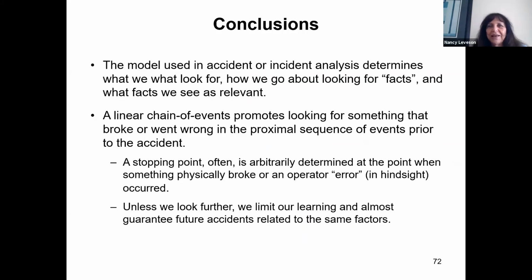Okay, conclusion. The model that we use in accident and incident analysis determines what we look for, how we go about looking for the facts, and what facts we see as relevant. A linear chain of events model promotes looking for something that broke. Something went wrong in the proximal sequence of events prior to the accident. Then we choose some kind of stopping point, usually arbitrary, where something physically broke or an operator error in hindsight occurred. But unless we look further, we limit our learning and almost guarantee future accidents related to the same factors.